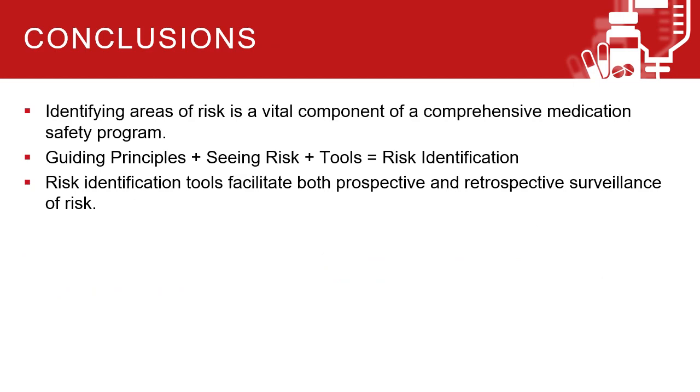As outlined in ASHP's statement on the role of the medication safety leader, identifying areas of risk is a vital component of a comprehensive medication safety program. Effective risk identification goes beyond individual tools. It requires strategic, system-based approaches that integrate proactive and reactive methodologies. The guiding principles presented at the beginning of this section, along with frameworks like the Swiss cheese model and the SEEPS model, help us to develop our ability to see and prioritize risks.